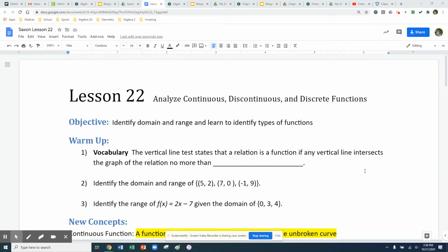Today we're looking at lesson 22. We're going to analyze some graphs. We're going to look at continuous, discontinuous, and discrete functions. So our goal today is to identify domain and range, and we're going to look at how we write out domain and range to represent that, and then learn to identify different types of functions. So buckle up, here we go.